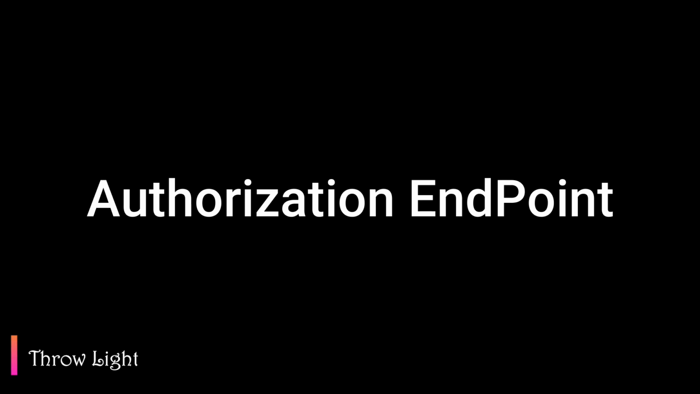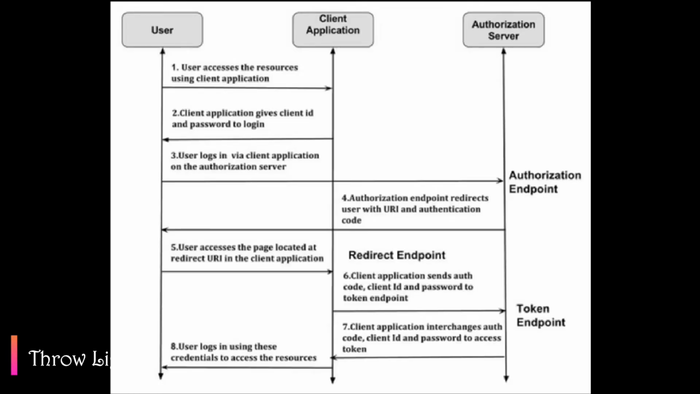Authorization endpoint. The authorization endpoint can be used to interact with the resource owner who permits the authorization to access the resource of the resource owner. First, the user accesses the resources of the resource owner by using the client application. The client application will be provided with the client ID and the client password during registering the redirect URI. Next, the user can log in via the client application on the authorization server which contains the authorization endpoint. The authorization endpoint redirects the user with the URI and the authentication code to the user.